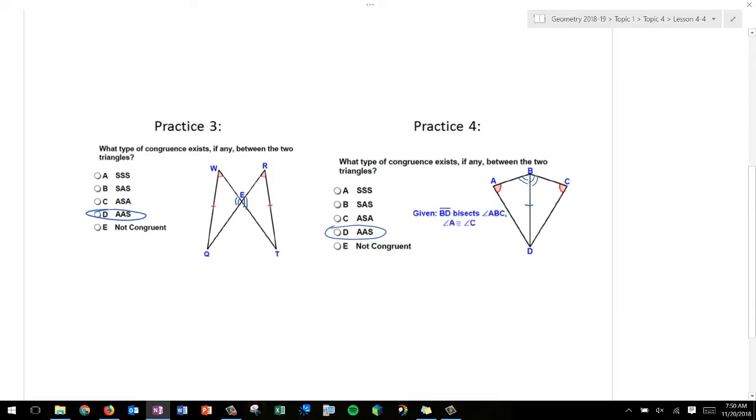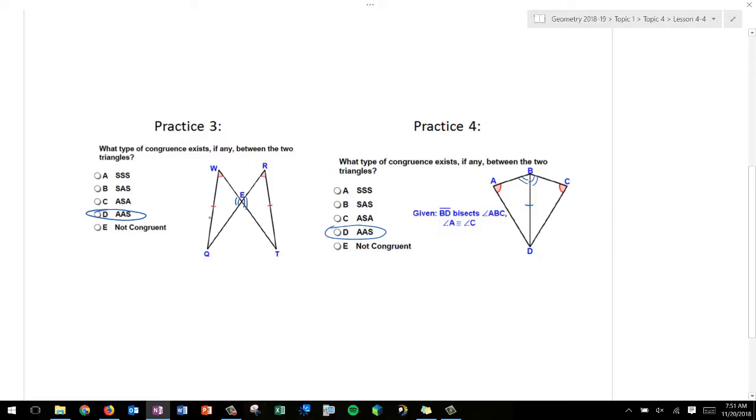In 3, they gave us this set of congruent angles, W and R, and they told us that WQ and RT were congruent. This angle in the middle is bringing back another concept that we keep coming back to, and that's vertical angles. Because they share that vertex, those two angles that I marked, WEQ and RET, are vertical. So I have angle, angle, side for this one.